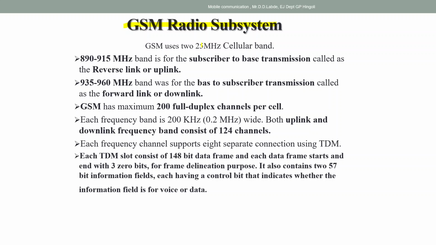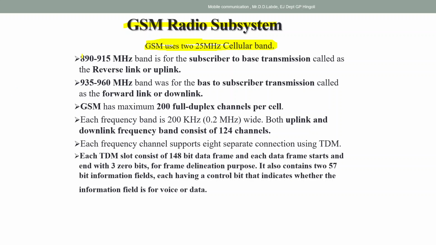Basically your GSM radio subsystem uses 25 megahertz cellular band. And what is this 25 megahertz cellular band? We will discuss in this lecture. Okay. Basically in GSM you need to transfer the signal from mobile station to base station. Again you have to receive the signal from base station to mobile. For that purpose you need a cellular band. Then for this your GSM uses 25 megahertz cellular band. And how will it use?